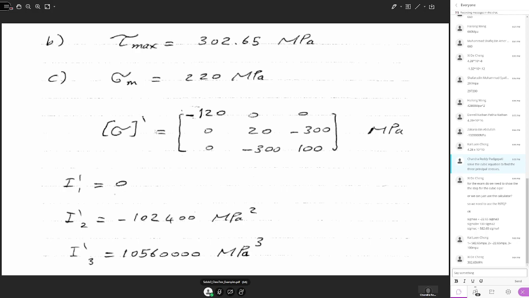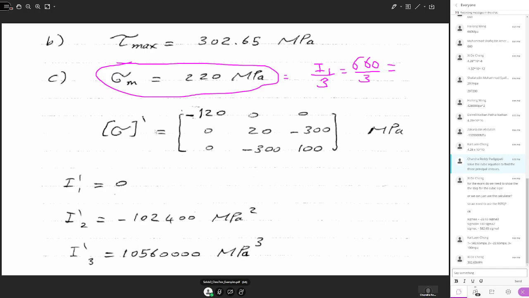So mean stress means sigma x plus sigma y plus sigma z over 3. So you can also write this as I1 over 3, the first invariant over 3. So that will give you the first invariant you calculated as 660. So 660 over 3, that gives you 220 megapascals. Okay, so this is the hydrostatic stress or the mean stress. The next portion is you need to calculate the deviatoric stress invariant. So that means you need to calculate this I1 dash, I2 dash, and I3 dash.